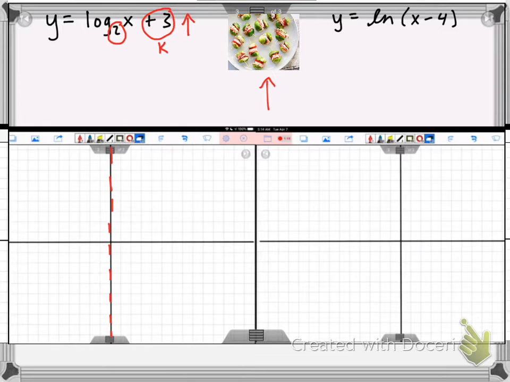We know that has a key point at 1, 0. And the key point being at 1, 0, we know that the log graph increases very quickly until it hits the key point, and then it really levels out.